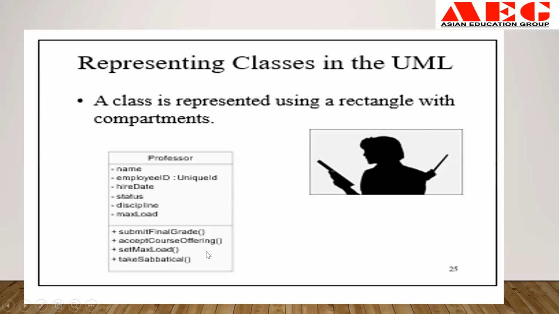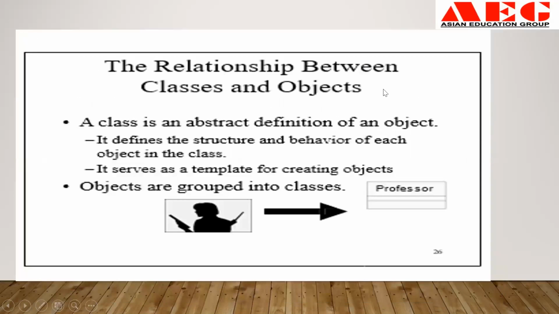Accept course offerings, set the maximum load, or take sabbaticals. These are all methods which a professor can have. So the behavior of a professor can be shown by using these four methods. The relationship between classes and objects: the class is an abstract definition of an object. It defines the structure and behavior of each object in the class. It serves as a template for creating objects.